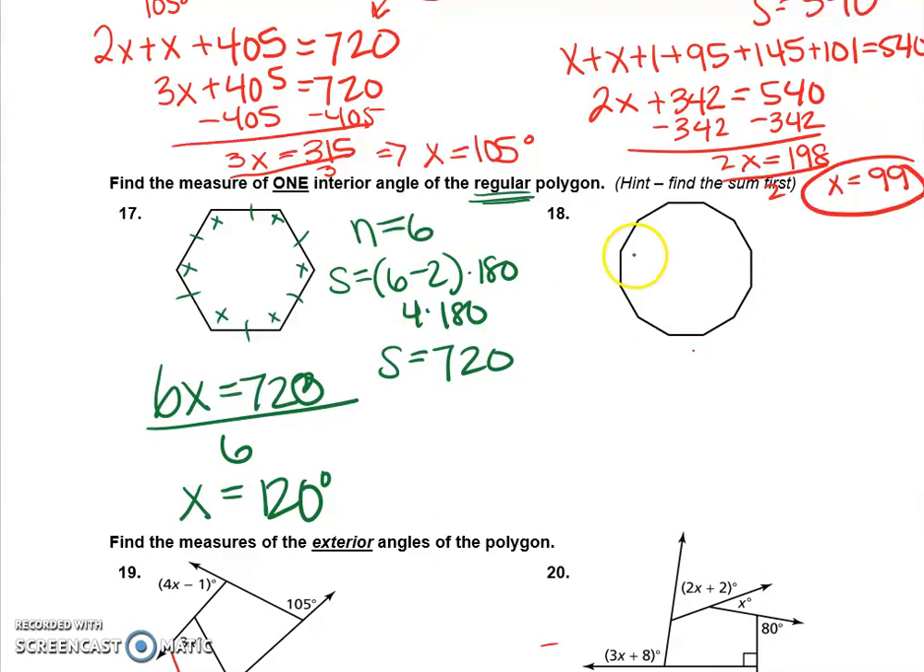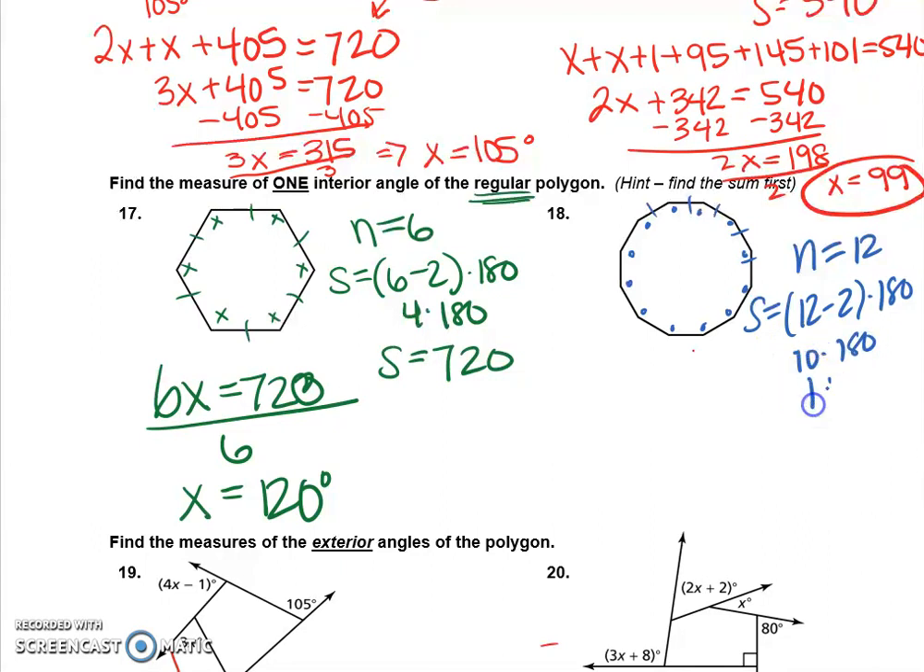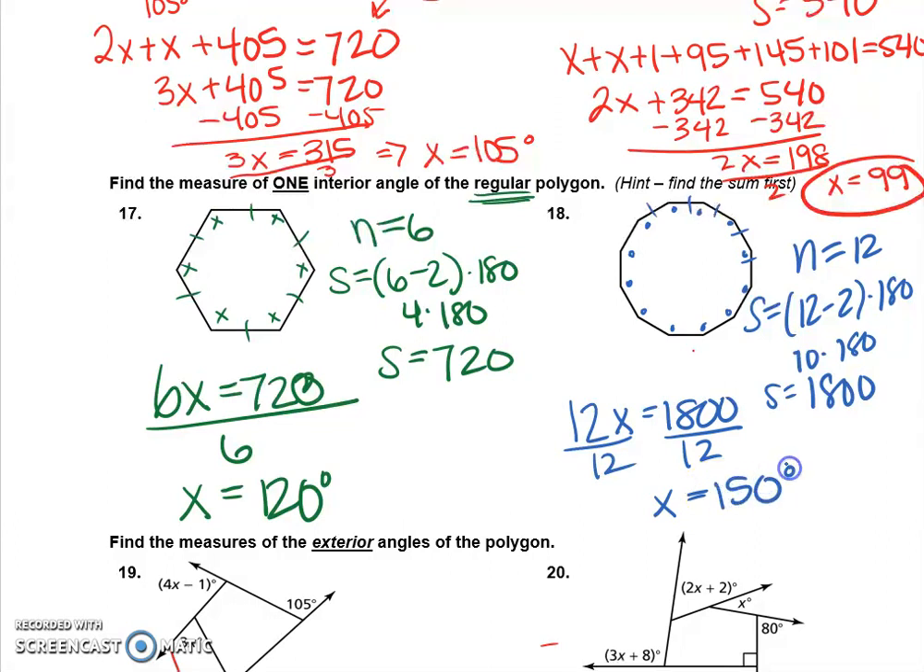Same thing on 18. This one's a little harder. So we have 1, 2, 3, 4, 5, 6, 7, 8, 9, 10, 11, 12. You also could count the sides and get to 12. Okay, so this is a 12-sided shape. So your sum is 12 minus 2 times 180, which is 10 times 180, which is 1800. So once again, we have 12 angles. So this is 12x has to equal 1800. If you divide both sides by 12, each angle of this regular polygon is 150 degrees.